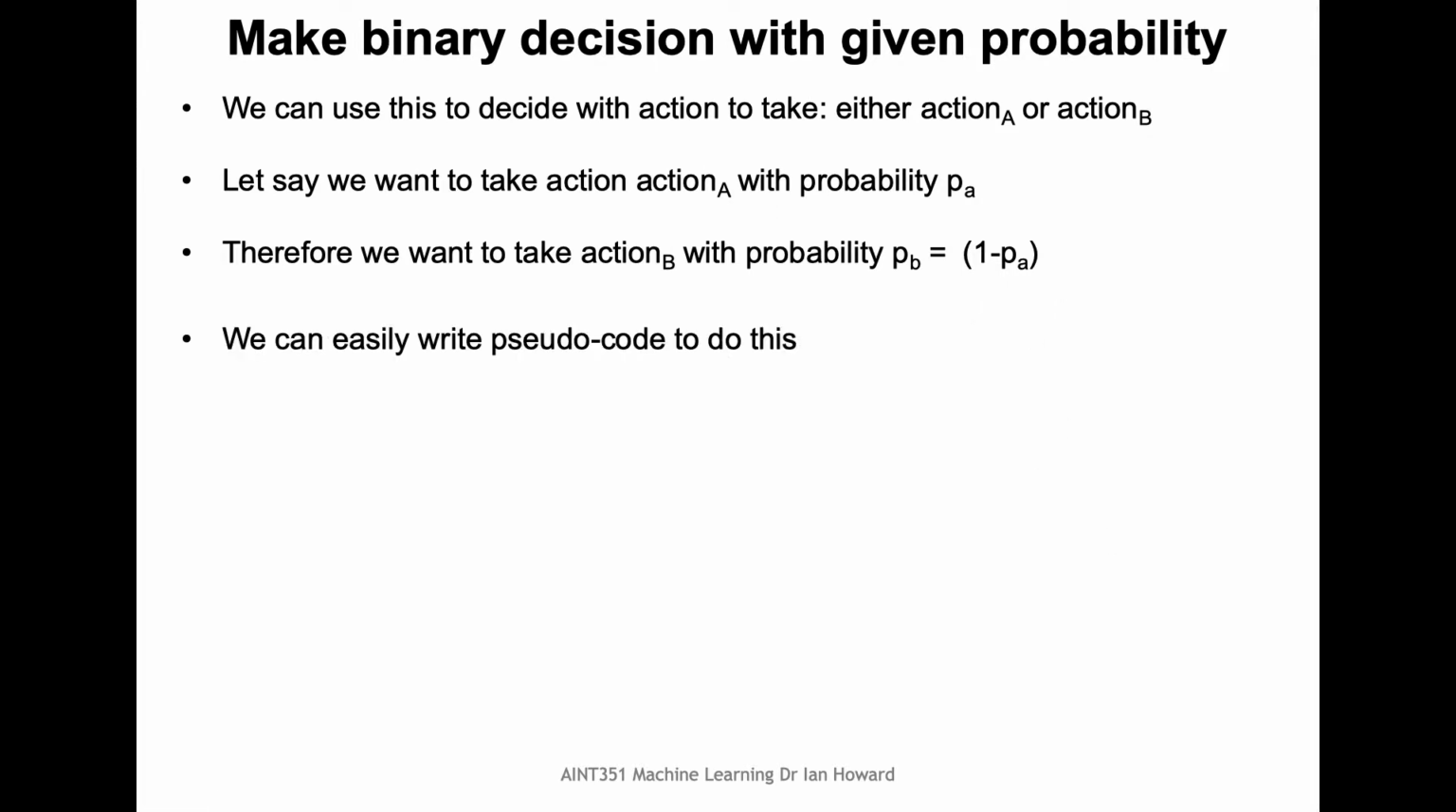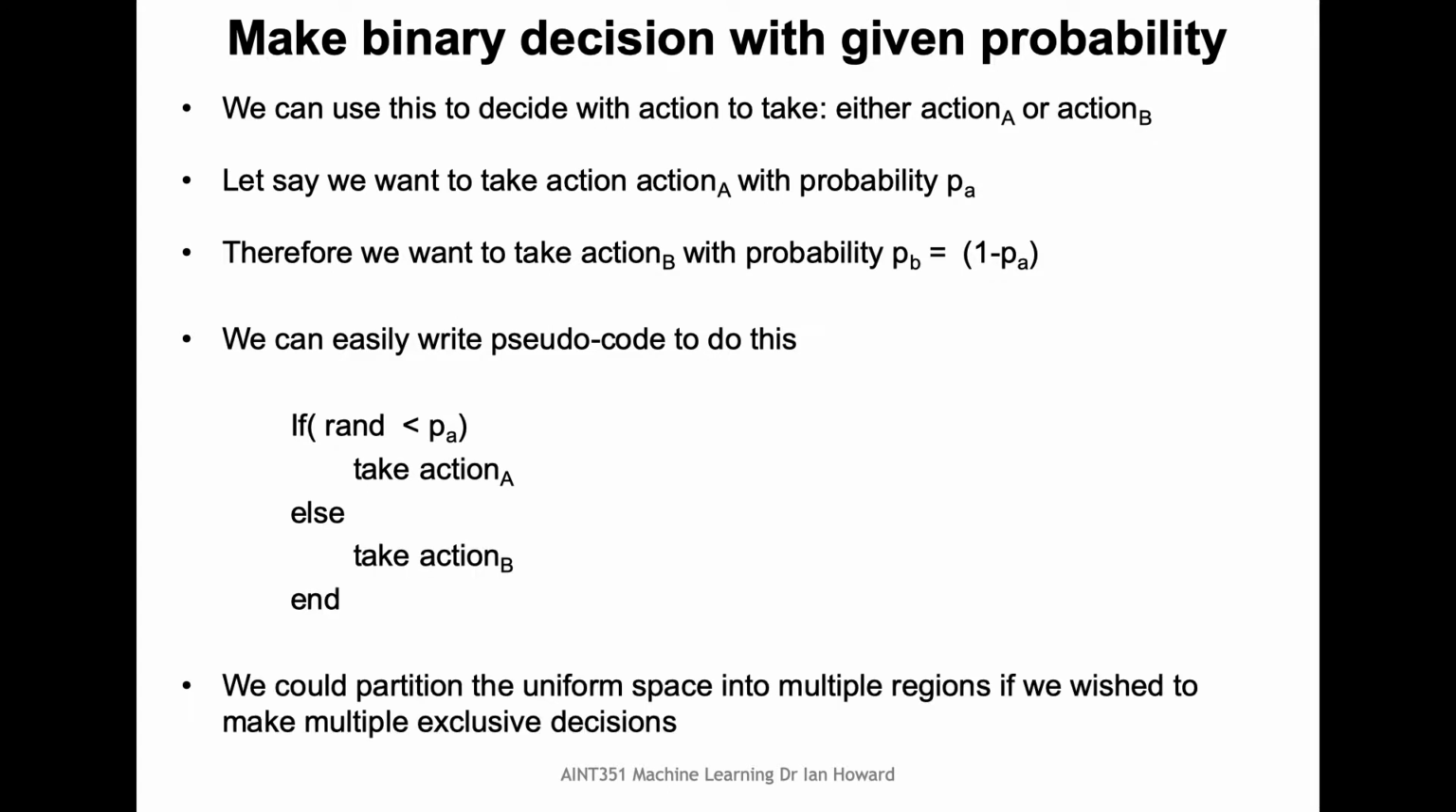So let's think about the code to make decision action A with probability PA. What we do is we just sample from our random distribution, our uniform distribution, and if the value we get back is, in fact you could say less than or equal to, but I'm just saying if probability is less than PA, then we take action A, right? Otherwise we take action B, and that's basically it, right?